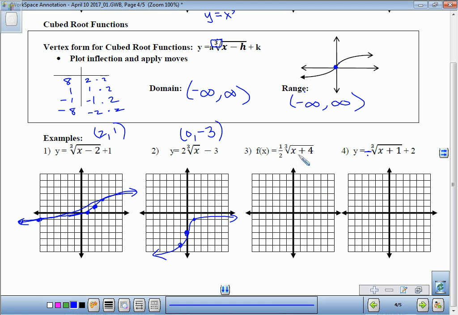All right, where do you think the inflection point shifts on this one? Left 4 is correct.